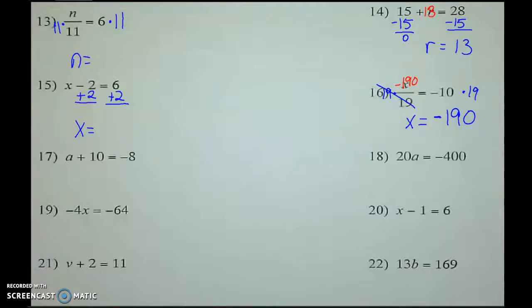Okay, moving on. Number 17. Okay, this is just like the addition we did up in 14, so I'm going to leave that one alone. So let's go on, and you can do that one on your own.